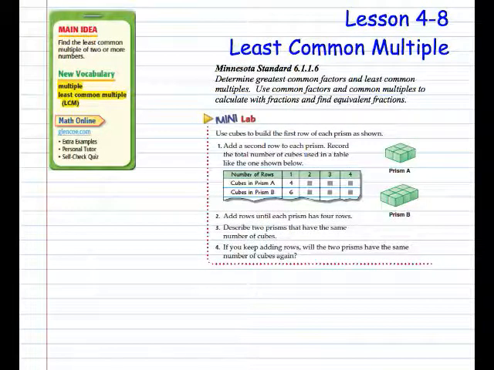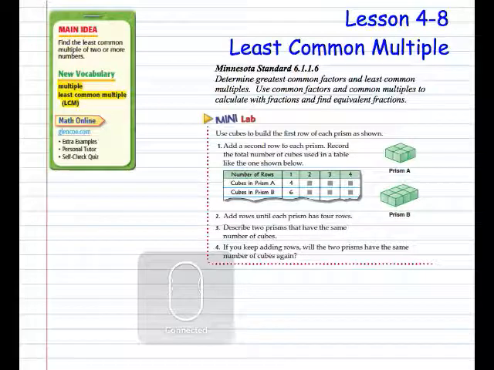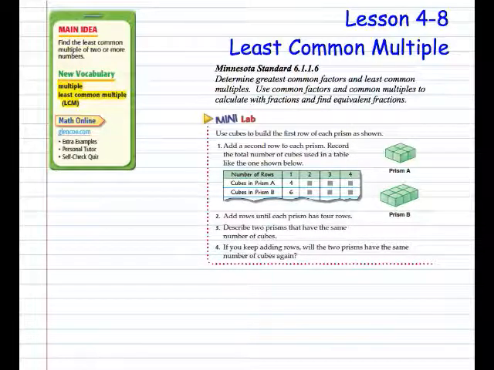This is lesson 4.8, least common multiple. Use cubes to build the first row of each prism as shown. Add a second row to each prism. Record the total number of cubes used in a table like the one shown below. Add rows until each prism has 4 rows.